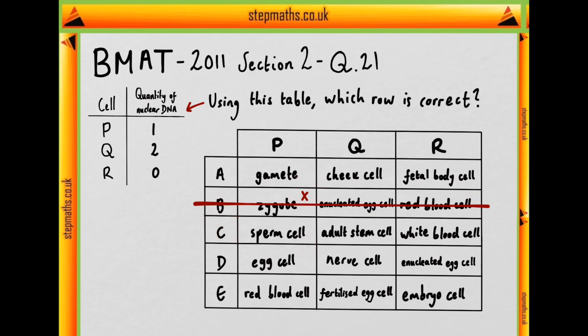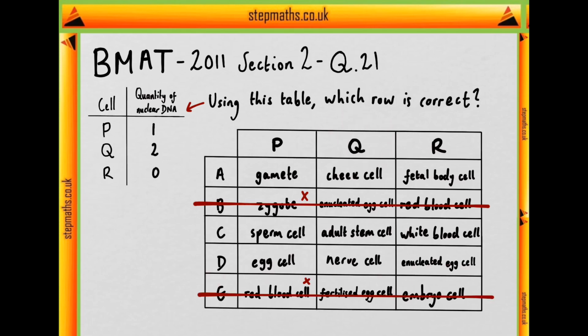C is a sperm cell, that's a gamete, likewise with D, whereas E is a red blood cell, and red blood cells don't have nuclei in order to save space to maximise oxygen transfer. So red blood cells have 0 nuclear DNA, not 1, so it can't be in column P. So we can say that we can eliminate row E as well.